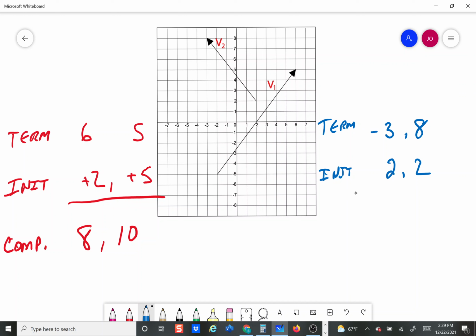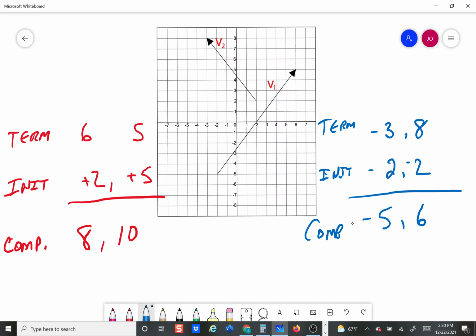So let's subtract them. Now I'm subtracting two positive numbers. Subtracting positive numbers is easy. I just subtract now. So I'm going to do -3 minus 2, which should be -5. And we knew it had to be negative because it goes to the left. And 8 minus 2, which is 6. So that should be my component.